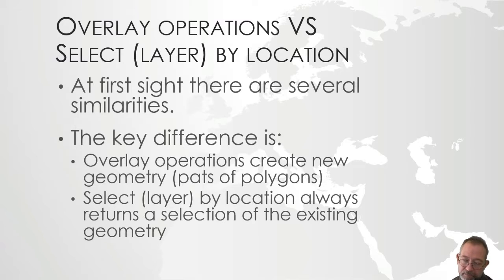However, you should be aware also that the selects, of course, generate selection sets. They do not generate a new file on your hard drive, while the overlay operations do generate new files on your hard drive. So overlay operations are generally much slower, but you have these final files on your hard drive. Selection sets are much faster.